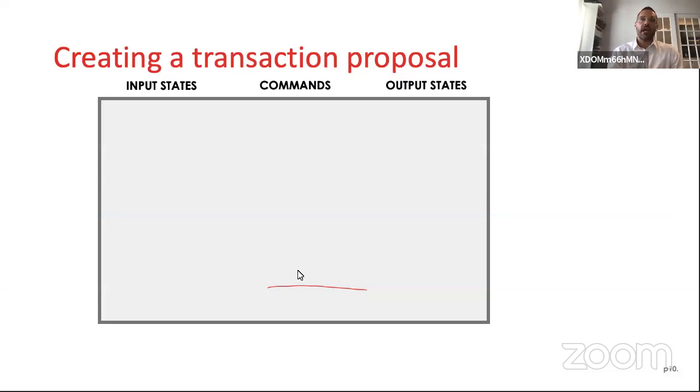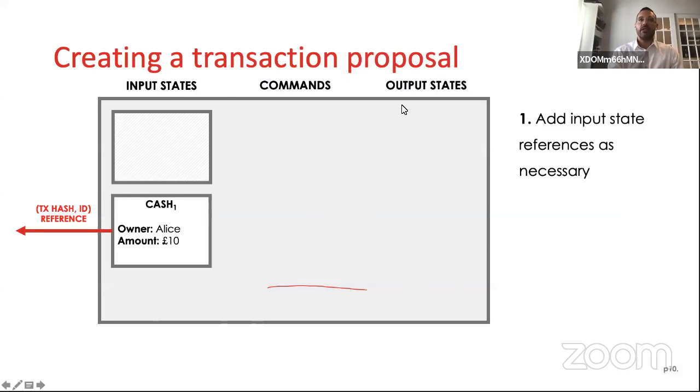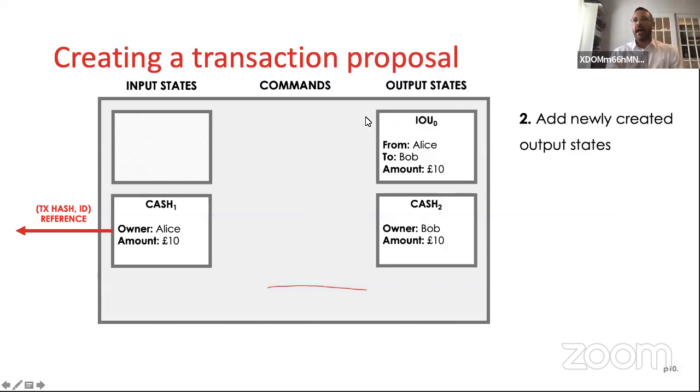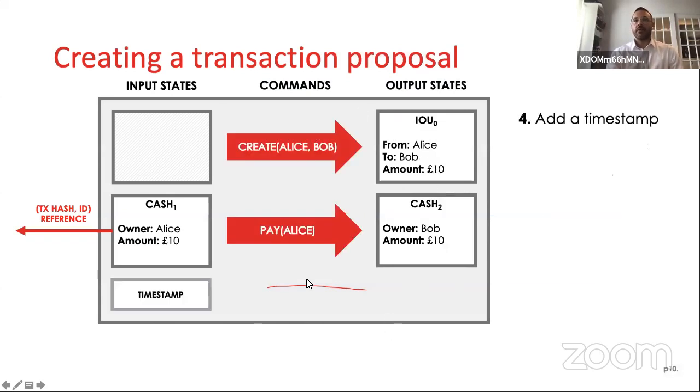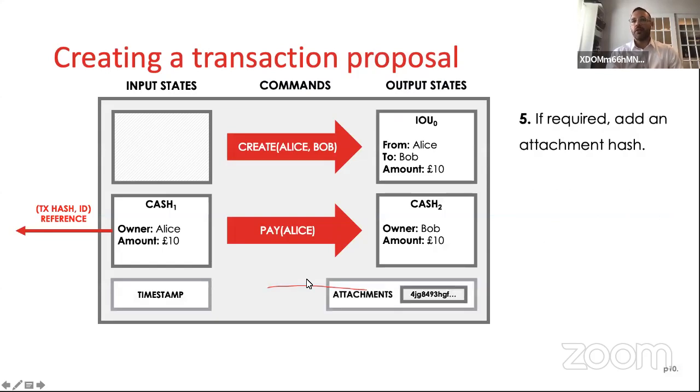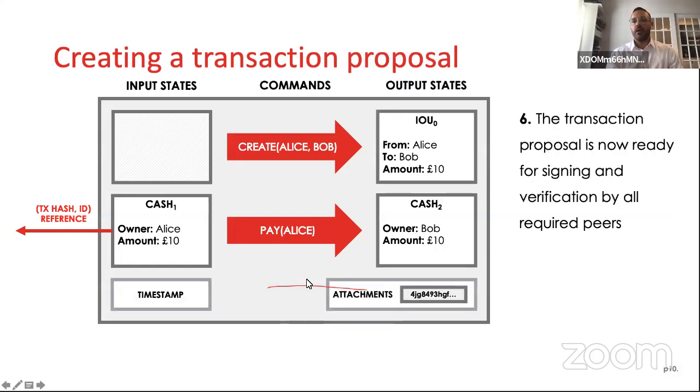So if you wanted to create a transaction proposal, you can see here I have input states, commands, and output states. I would have my input states on my left-hand side. I would add the input states as necessary. I would add output states as necessary. I would add commands, a timestamp if I wanted to, attachments if I wanted to, and the transaction proposal is now ready for signing and verification by all the required peers. So what does this mean? Let's just spend a minute breaking this down.